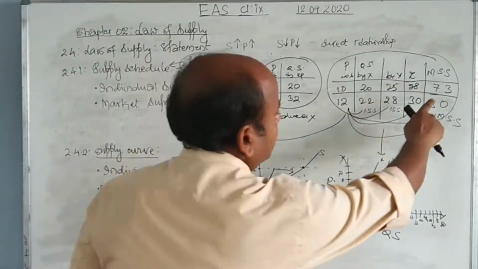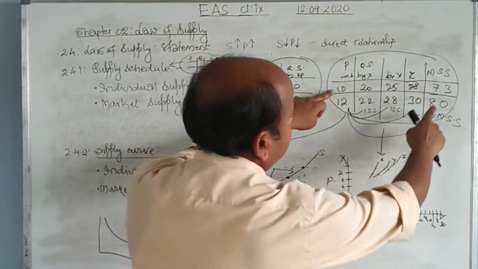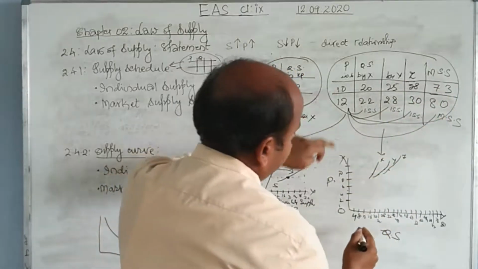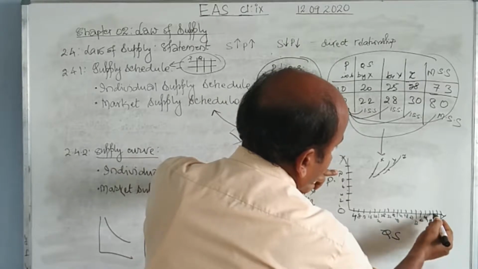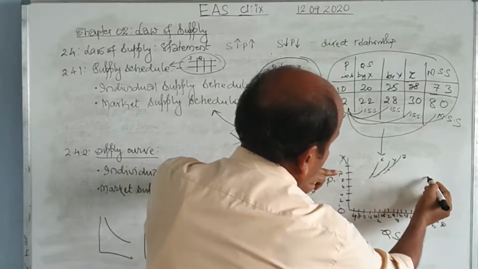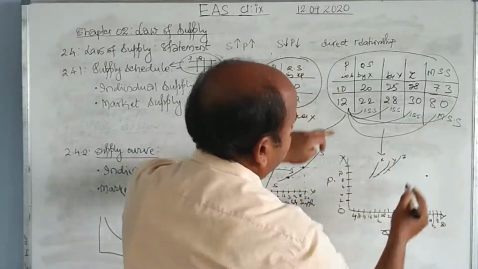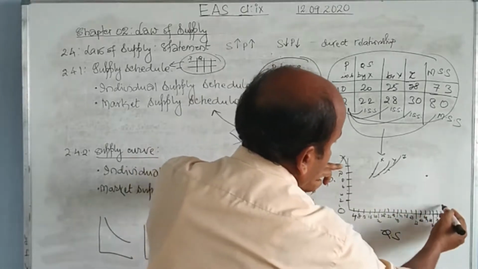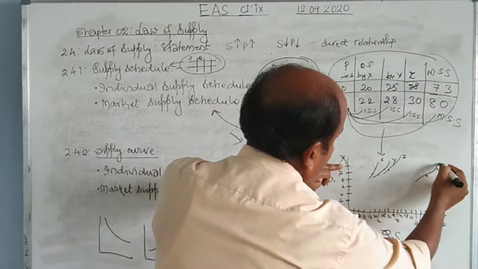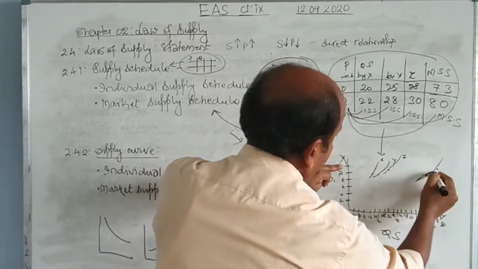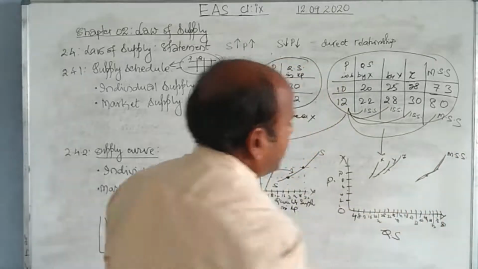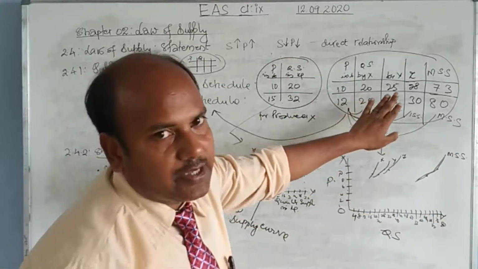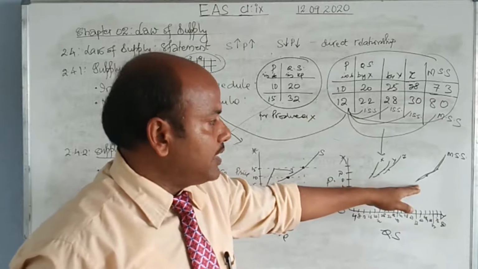Now, how to draw the market supply curve? Price and quantity. At 10, 73. 73 is here, at price 10, and at price 12, 80 comes here. Join this. So this is the market supply curve. Based on the individual supply curves, you can draw the market supply curve.